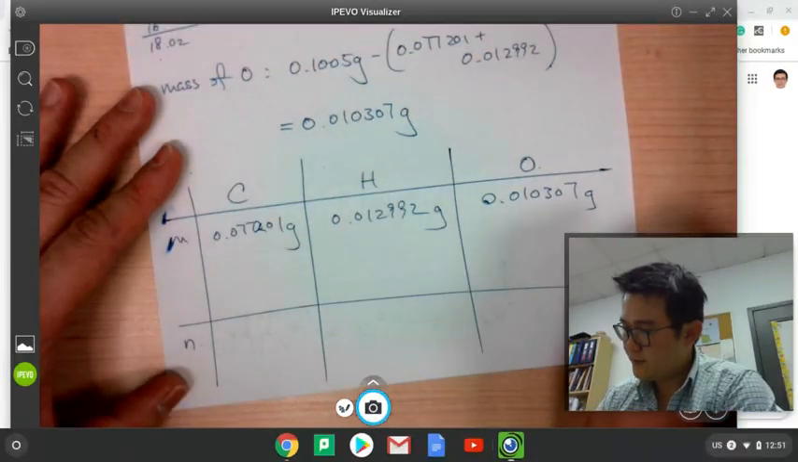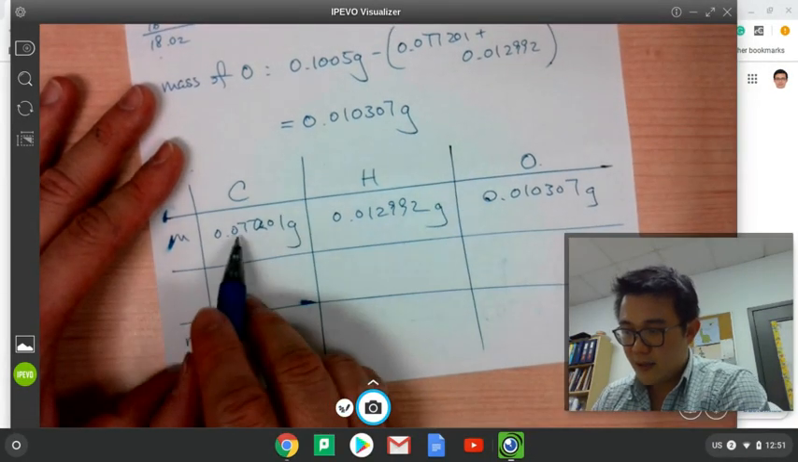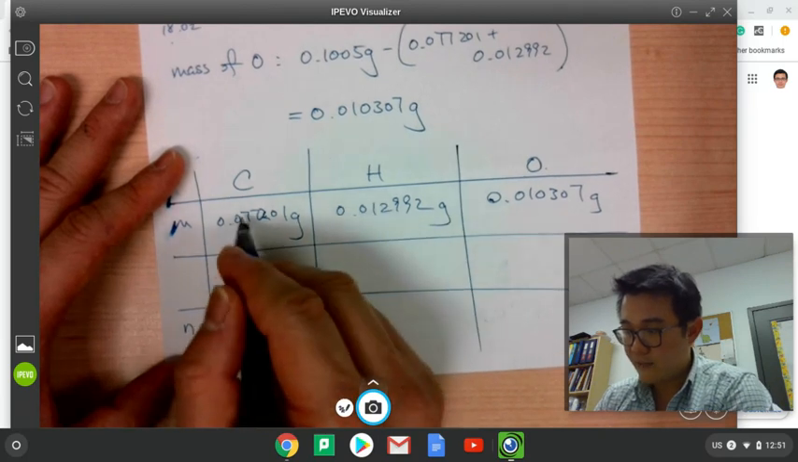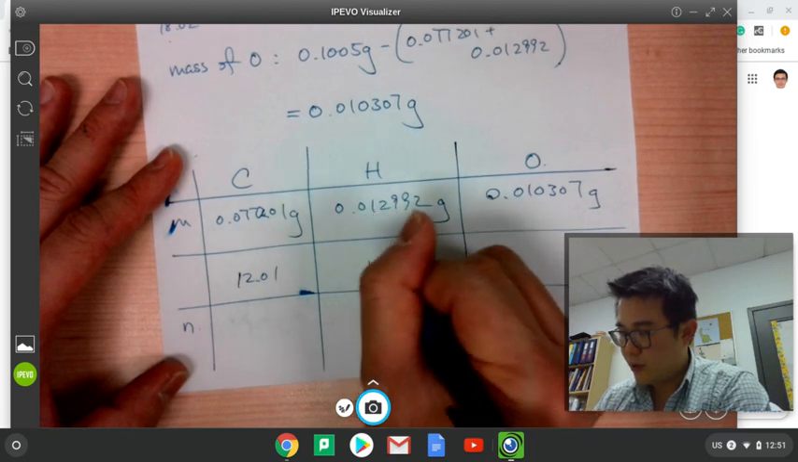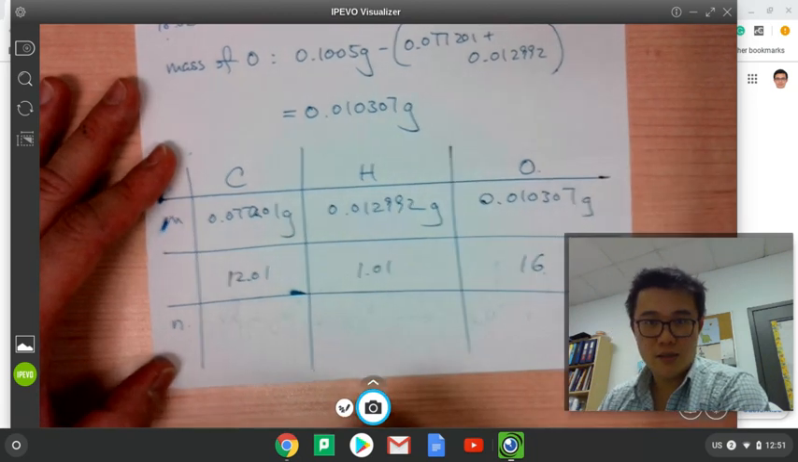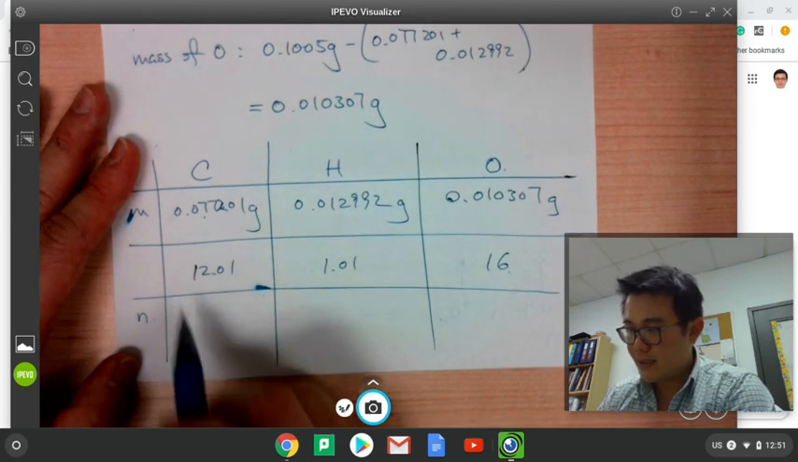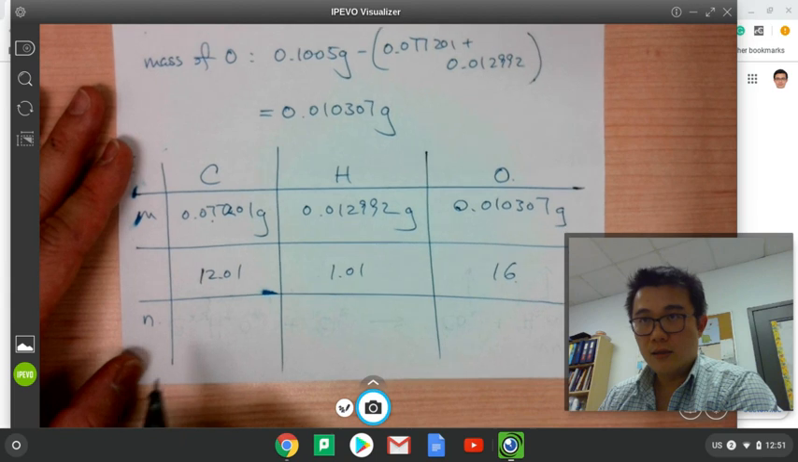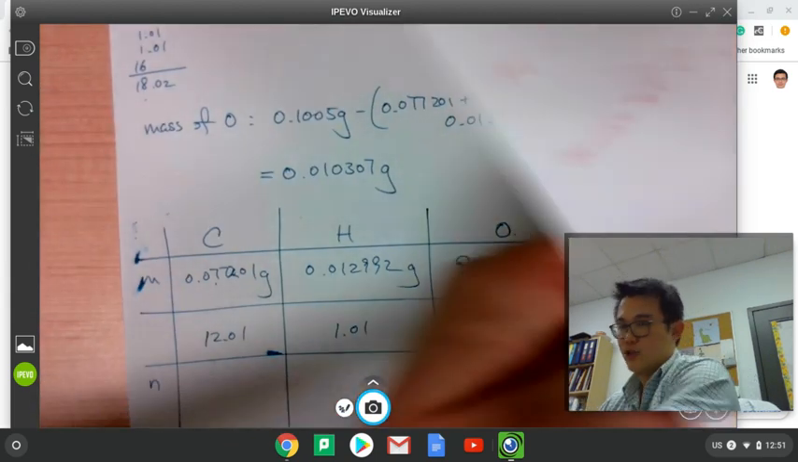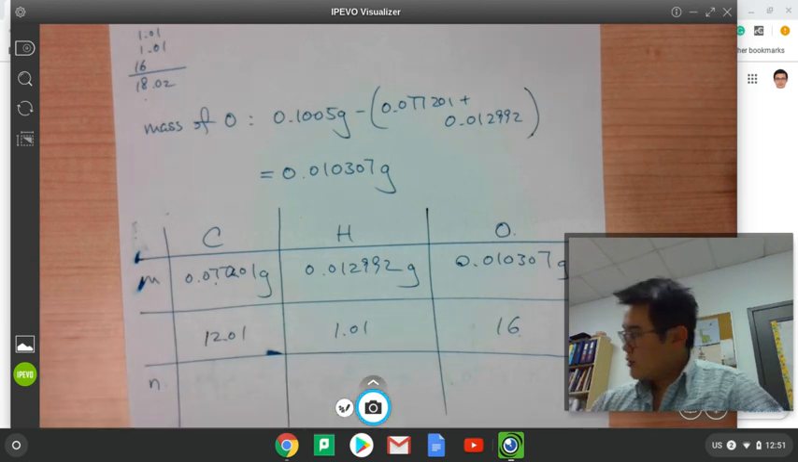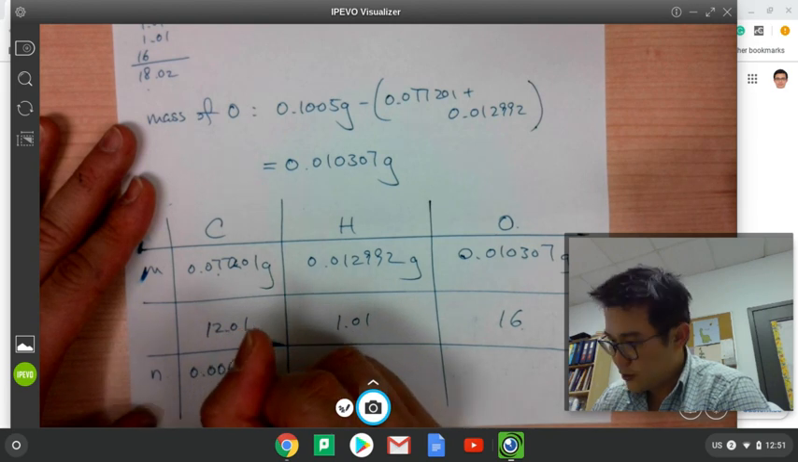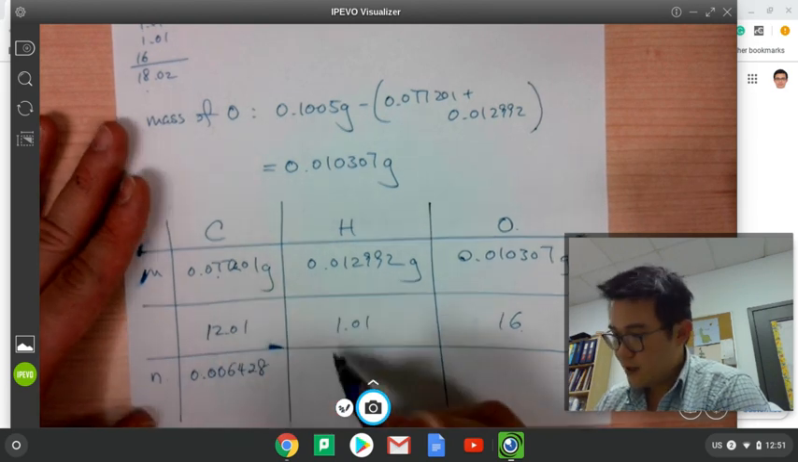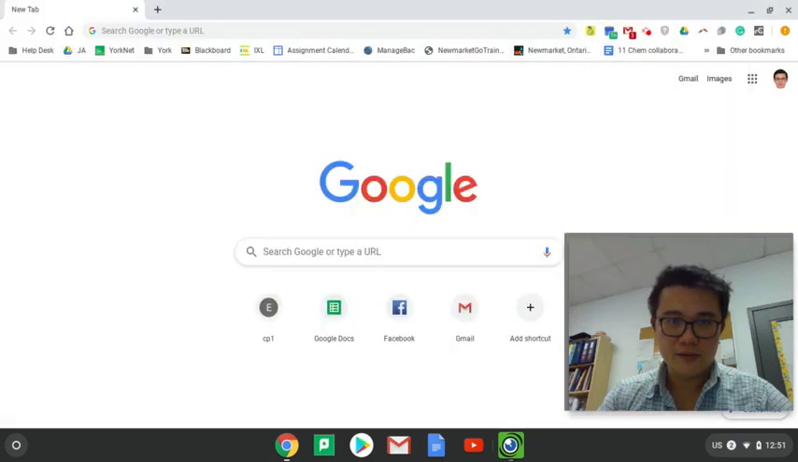So in this case, we need to know the molar mass or atomic mass. The molar mass of carbon is 12.01. Hydrogen is 1.01. Oxygen is 16. So right now, this divided by this will give you... no, this is a part that I pre-calculated. Let's check. So I pre-calculated this one, and it is 0.006428.